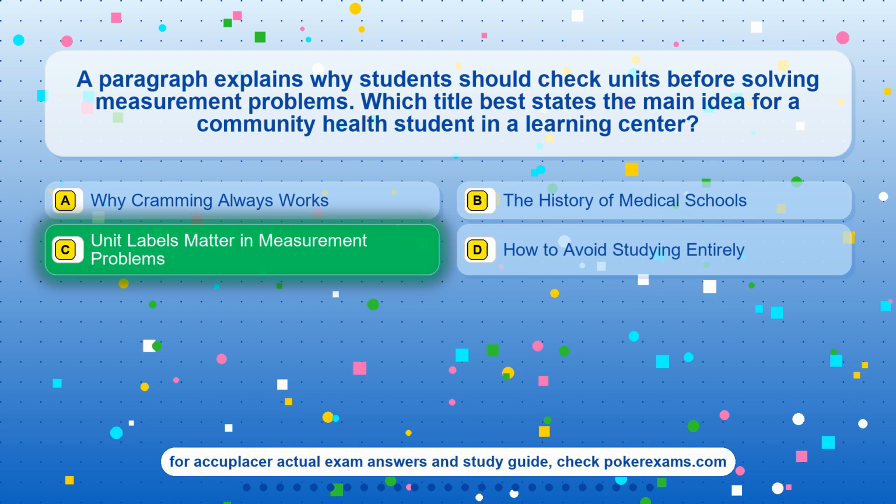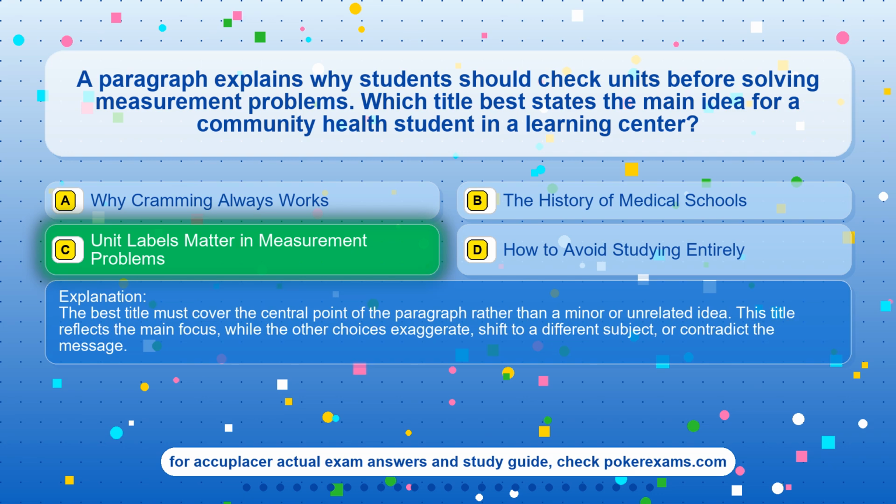The correct answer is option C. Unit labels matter in measurement problems. The best title must cover the central point of the paragraph rather than a minor or unrelated idea. This title reflects the main focus, while the other choices exaggerate, shift to a different subject, or contradict the message.